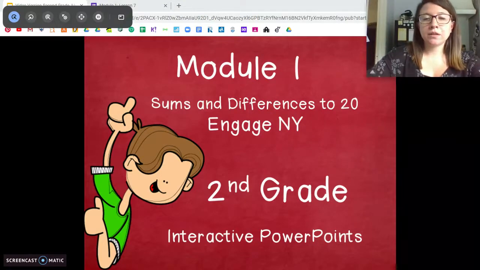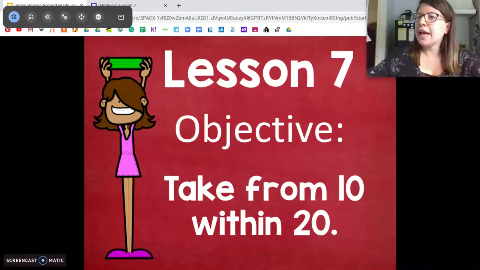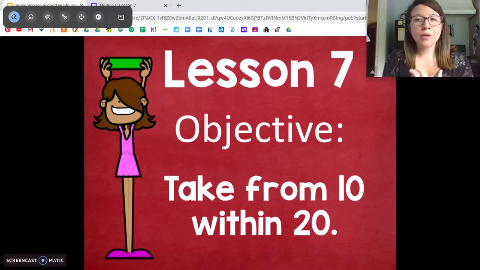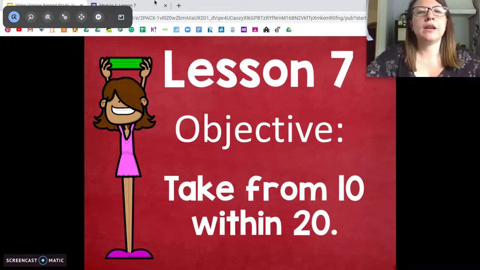So today we're going to build on what we did yesterday. Remember yesterday we were working with those multiples of 10 and taking 10 from them and then solving that way. Today we're going to work with numbers between 0 and 20. So I'm going to show you the exit ticket and see what I mean.